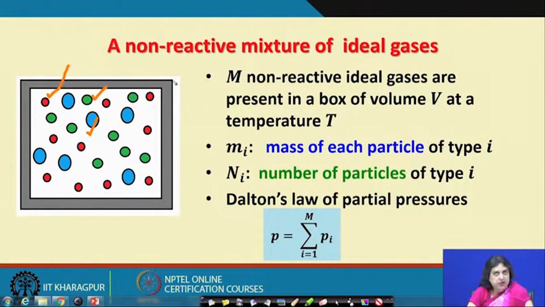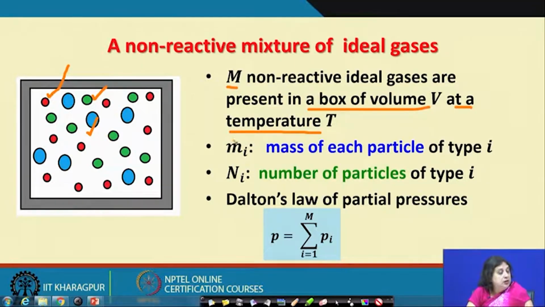In general, we would say that one such gas mixture will be comprised of capital M ideal gases, and they will be contained in a box of volume V at a temperature T. Now, since this box is surrounded by a rigid impermeable wall, therefore, I would say that the thermodynamic state of the mixture is very well represented in terms of the canonical ensemble.